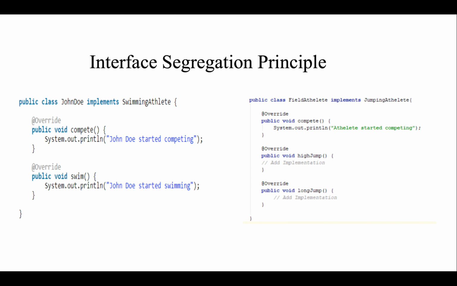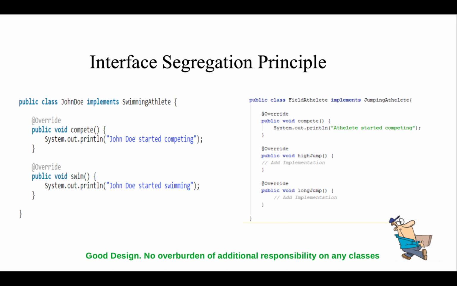To create a swimming athlete, we will just have to implement the swimming athlete interface and we will get the required behavior without overburdening the swimming athlete. Similarly, to create a field athlete, we will implement the jumping athlete interface and create a class for it. So as per the interface segregation principle, this is a good design. We are not overburdening our classes with additional responsibilities. That's how we can fix our problems with smaller interfaces.